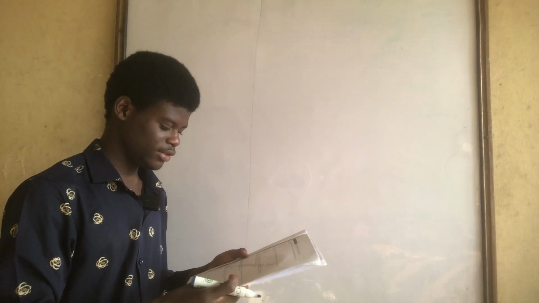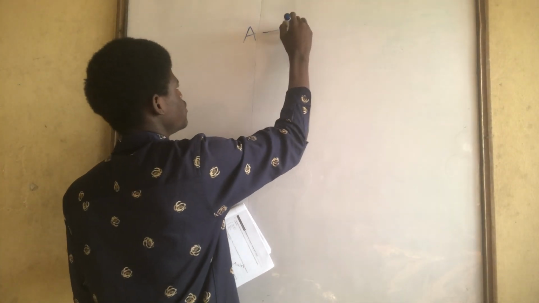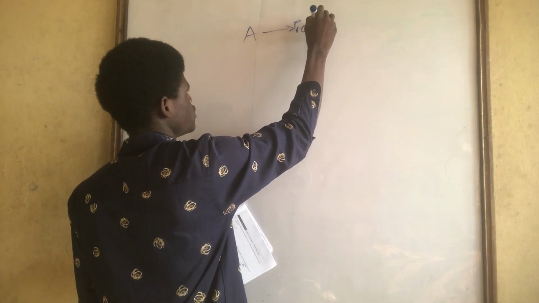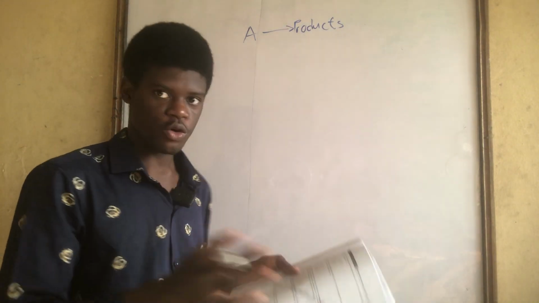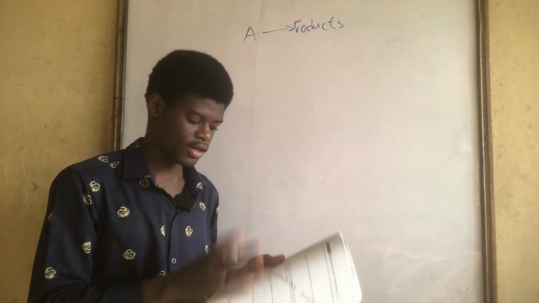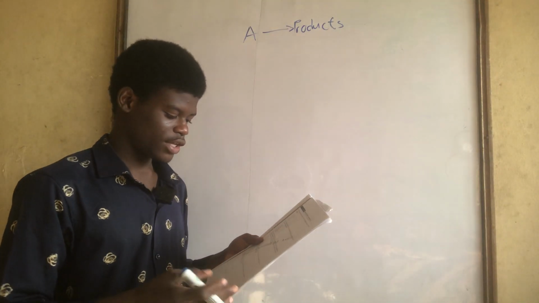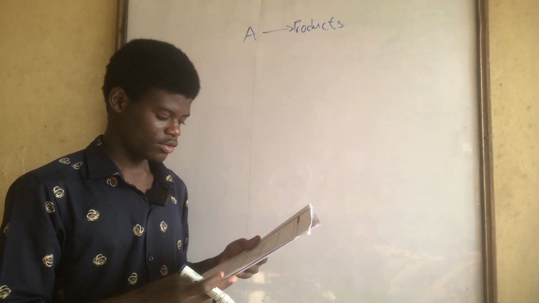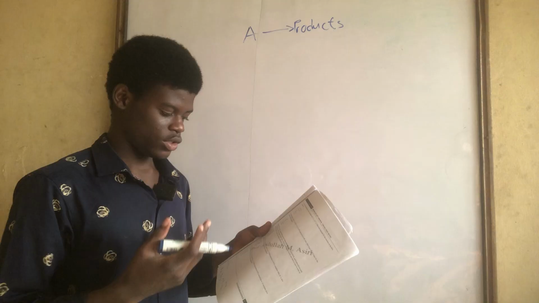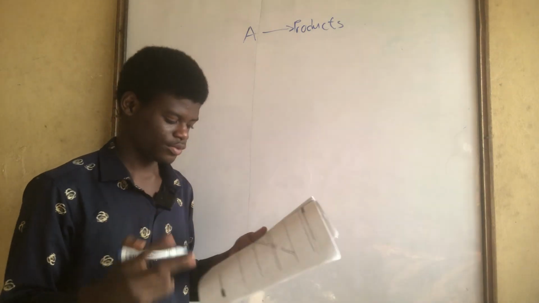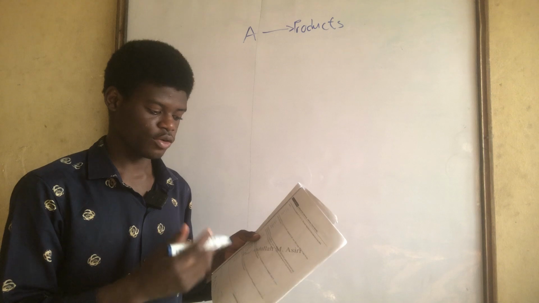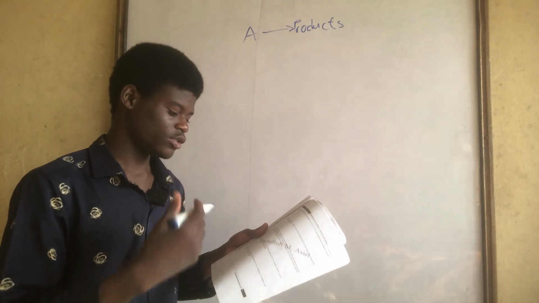So question 32. A certain reaction A giving products. So this is the equation of the reaction. It is second order. If this reaction is 10% complete after 20 seconds, how long would it take for the reaction to be 90% complete? This is also a two-scenario question.